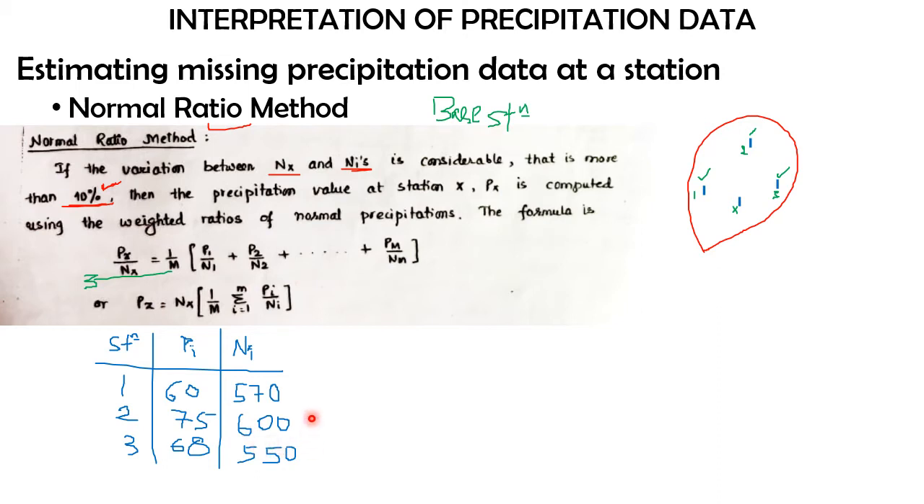Okay, so keeping this in mind, the next thing that we need to consider is with respect to station X. In this case, the Pi value for station X is unknown, so this value itself we want to find out with the help of this normal ratio method.